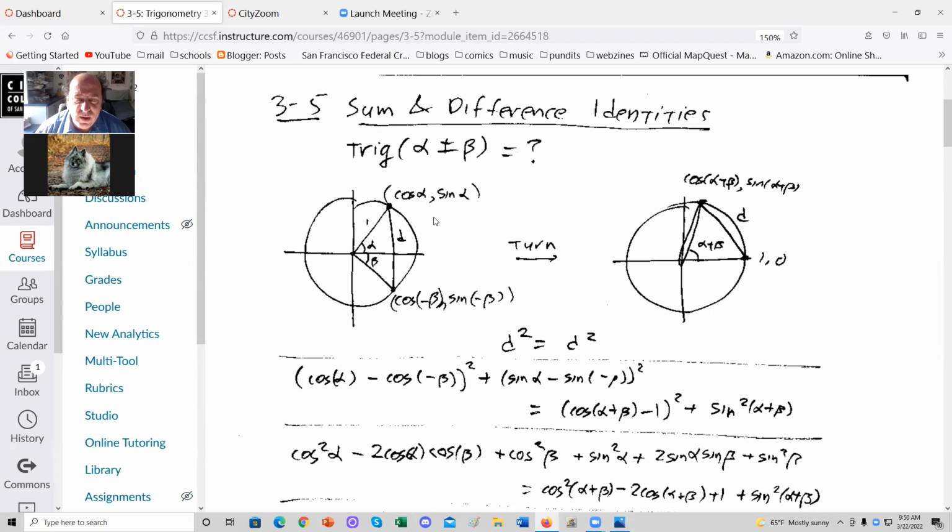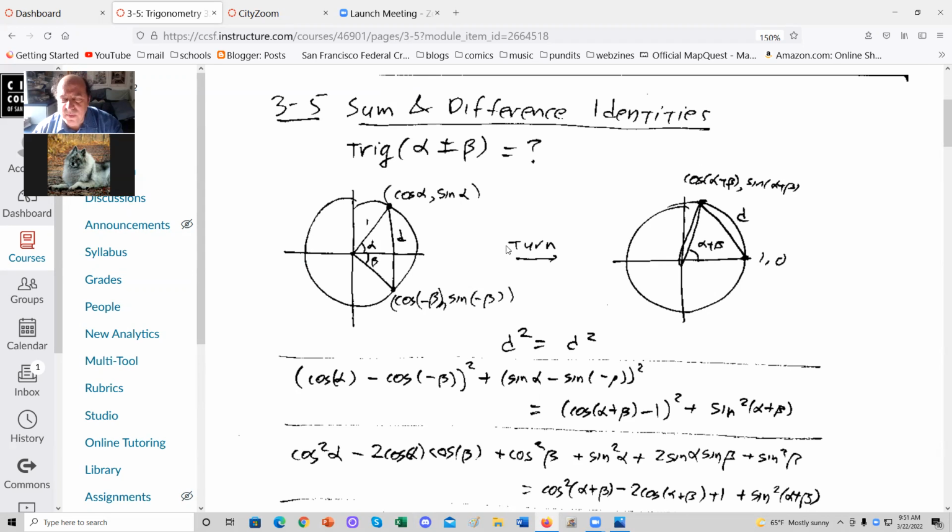So the book started with the cosine difference function, cosine of alpha minus beta. I'm going to do cosine of alpha plus beta first. Here's how it works. Imagine two unit circles with a couple of points on each. This one is at cos alpha, sine alpha, so it's at a positive angle counterclockwise from the positive x-axis. This is a negative clockwise angle beta from the positive x-axis, so this is cos beta, sine of negative beta.